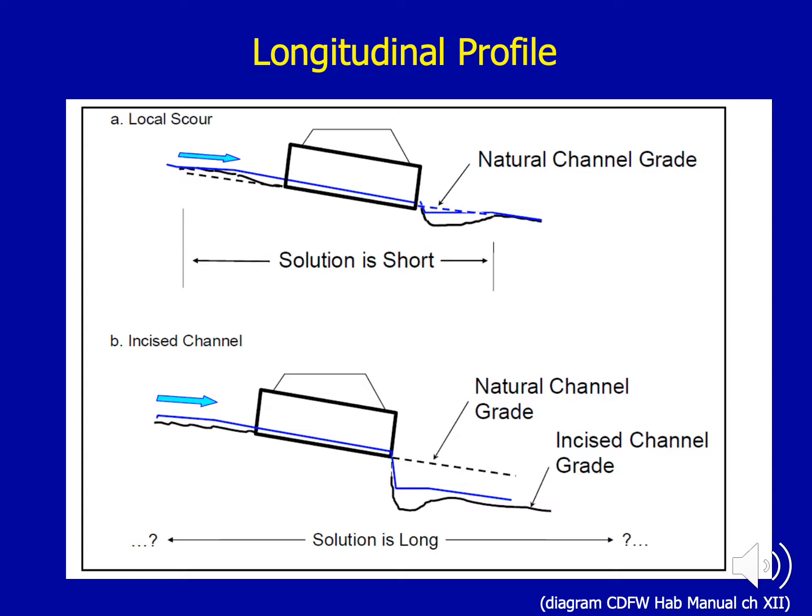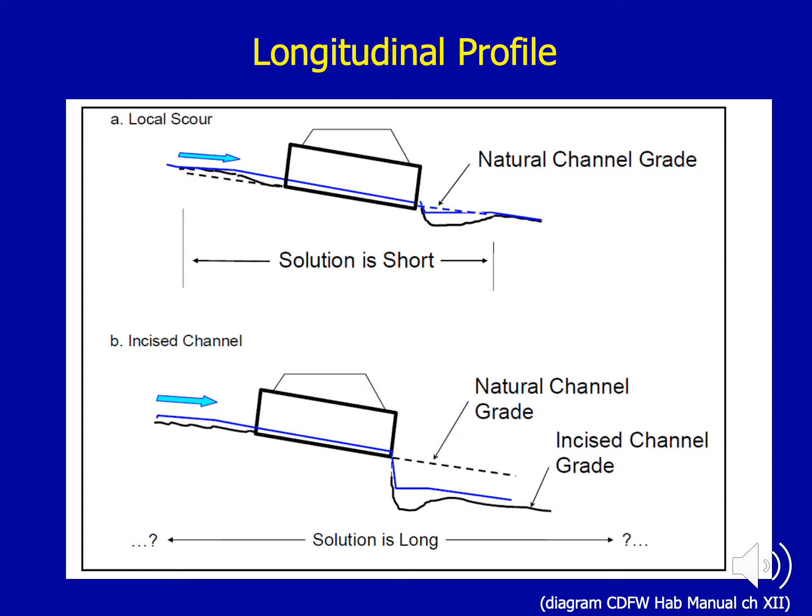Almost all culverts have some level of scour at the outlet. Here's just localized scour. This problem is relatively easy to address when you're designing a new project. Whereas here, we have both the local scour and kind of systemic incision downstream. This solution, this is from DFW's manual, call it long. I would tend to say it's complicated. There's various approaches you can take to dealing with this incision.